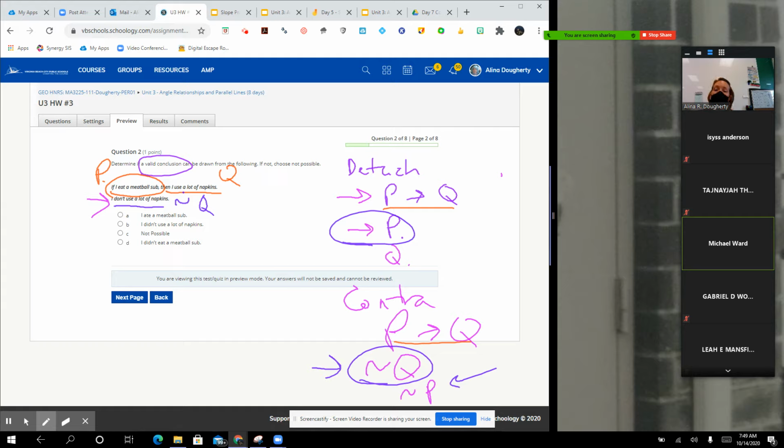What if I said in the second line, I don't eat a meatball sub? Is that allowed? Can I start with not P? That one's going to be invalid, right? So I can start this way. These are valid. If I start P, you give me Q. If I start not Q, you give me not P. But any other combination is not valid.